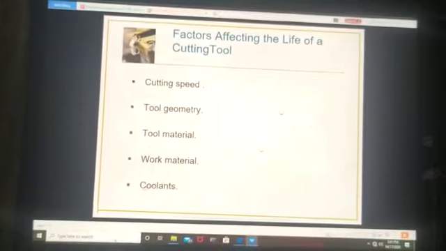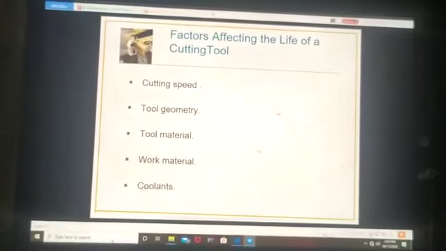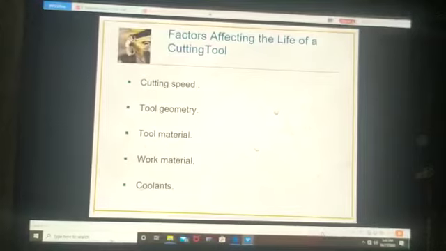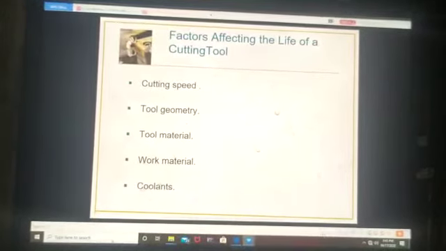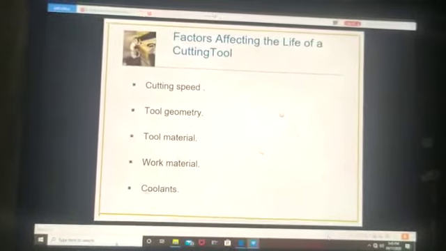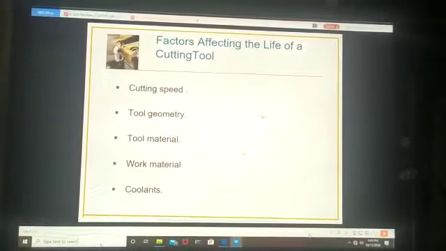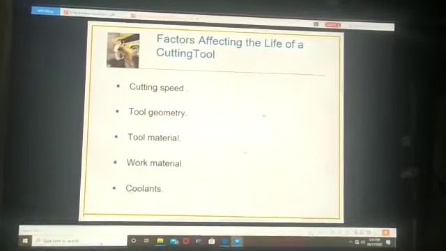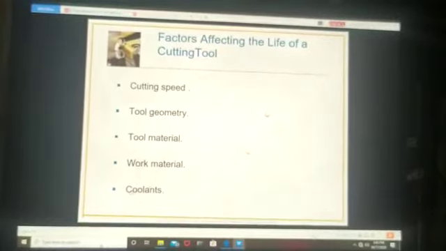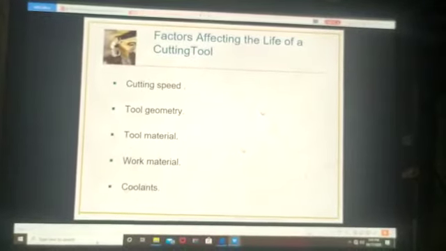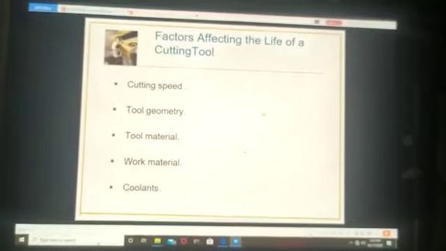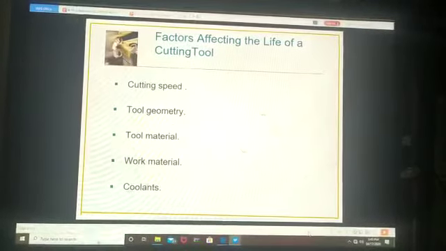Then the work material. Similar to tool material, work materials are of different types. If we are cutting hard material, the tool life decreases. For soft material, it is vice versa. For soft material, the tool life increases, because the tool wear and the temperature between the workpiece and the tool are less. So the tool life is larger for soft material.